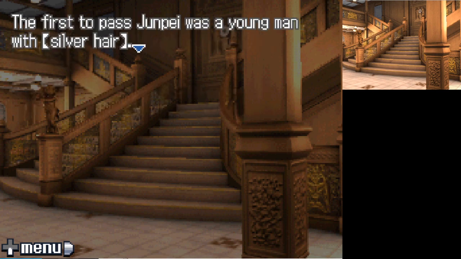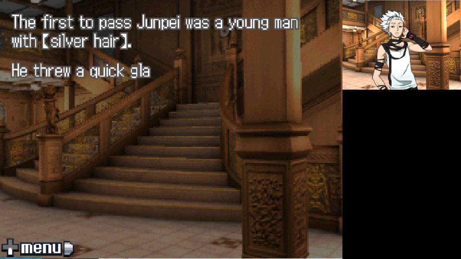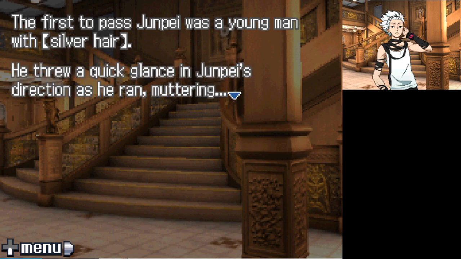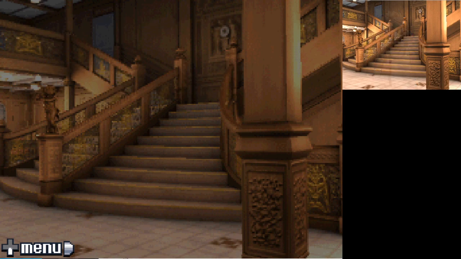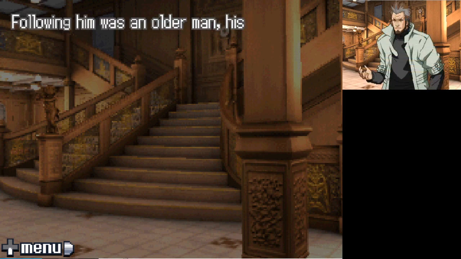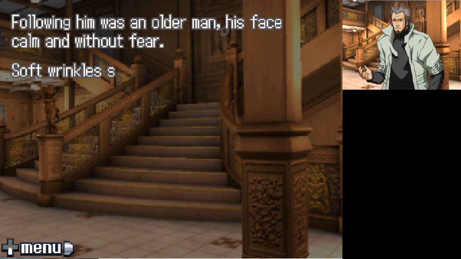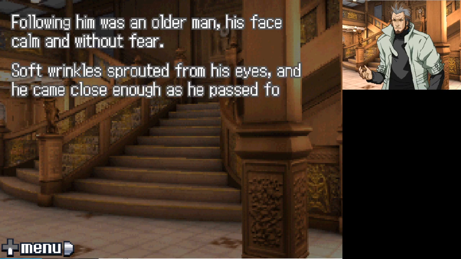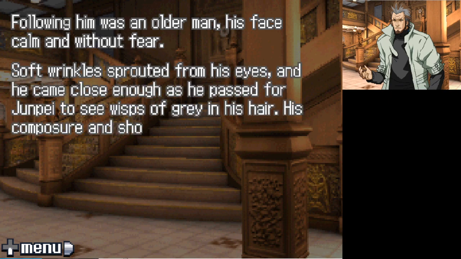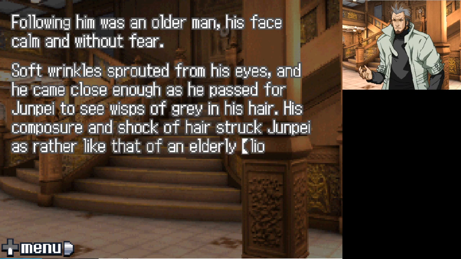First past Junpei was a young man with silver hair. He cast a quick glance in Junpei's direction, then as he ran, muttered, "One of us, huh?" Following him was an older man, his face calm and without fear. Soft wrinkles creased the corners of his eyes, and he came close enough as he passed Junpei to see wisps of gray in his hair. His composure and the shock of his hair struck Junpei as rather like that of an elderly lion. "Going up won't do you any good. There are two doors, but neither of them will open."